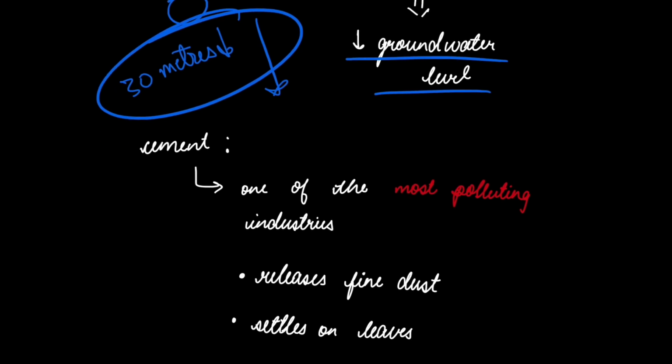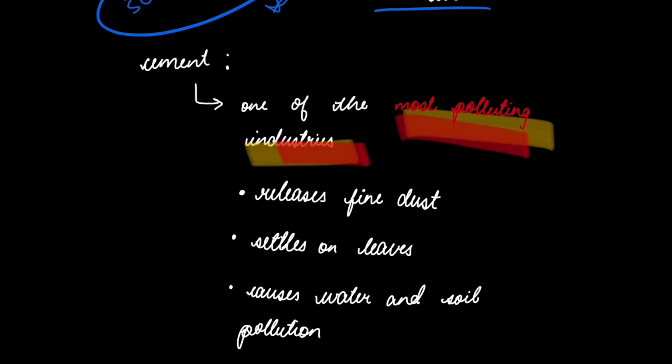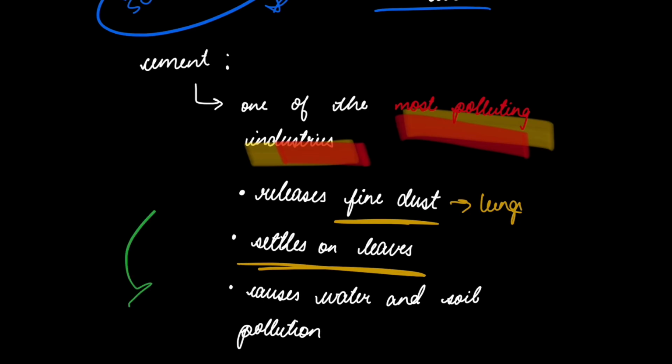Next is about cement. Cement is one of the most polluting industries. So why is it polluting? Because it releases fine dust, and this goes into the lungs of humans, animals, and all these things. So fine particles will move into our lungs, which will lead to many respiratory problems for us. And the next thing is, it will settle on the leaves. So if this cement settles on the leaves, then what will happen?